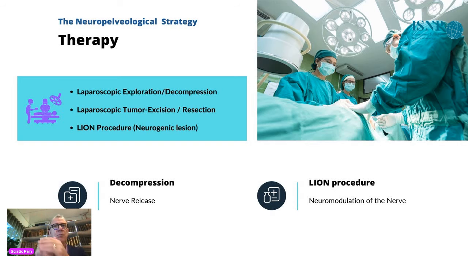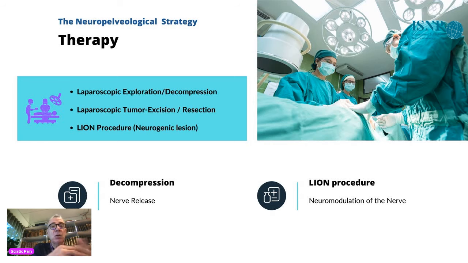And the decompression means you release the nerve. So when you have a vein compressing the sciatic nerve, you will remove this vein. And for that, it is very important to never use a clip, suture, or whatever. Because if you use a clip, the clip will be in touch with the sciatic nerve, and over time, you will develop a new sciatic pain, not because of a vascular entrapment or endometriosis, but because of the clip.